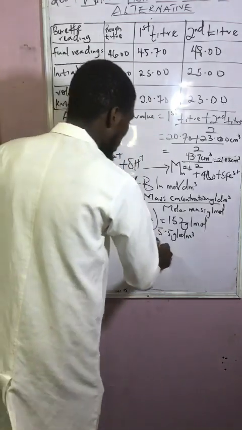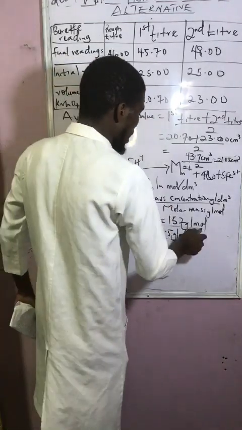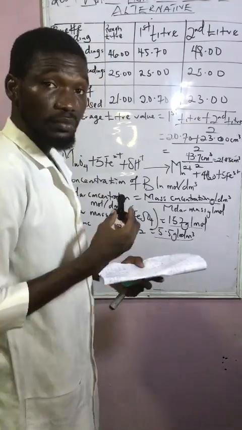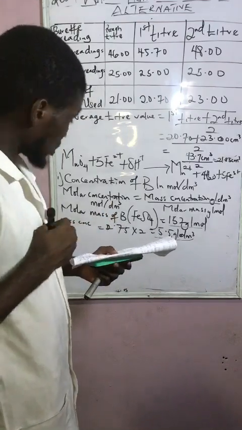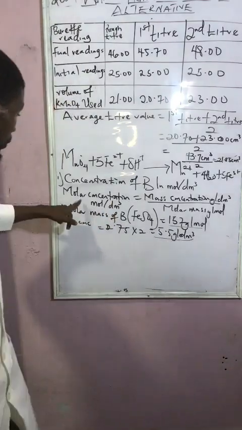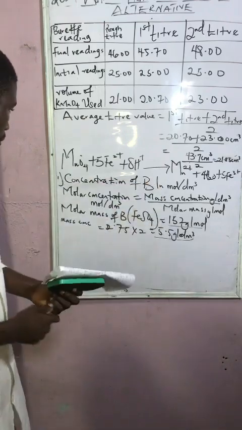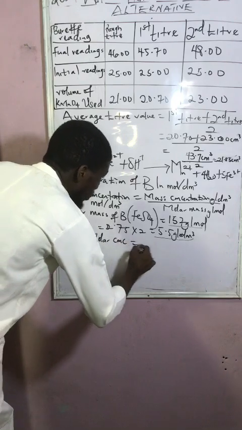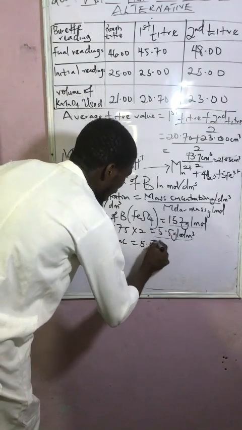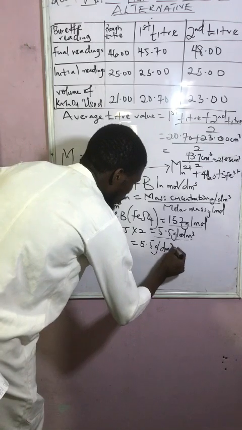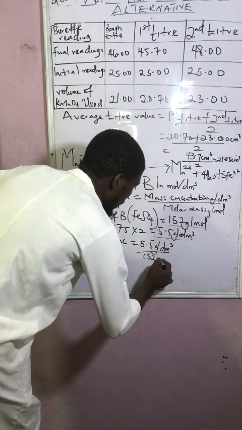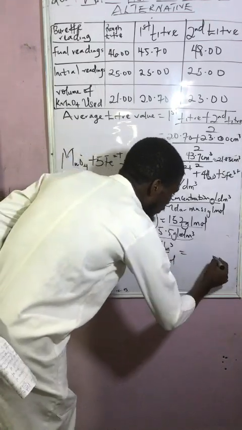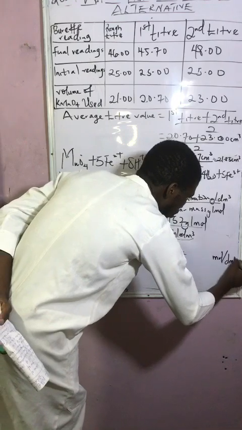Now we have all the parameters. This is our mass concentration. What we are trying to do here is look for the value of the molar concentration of B in mole per dm cube. So our molar concentration equals 5.5 gram per dm cube divided by 152 gram per mole. This cancels this, so we have mole per dm cube for the units.